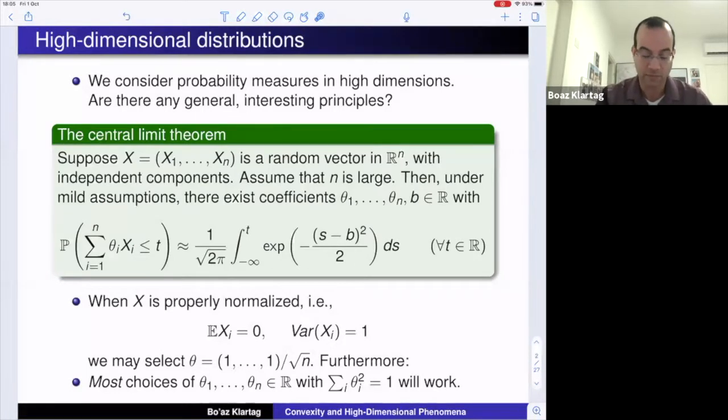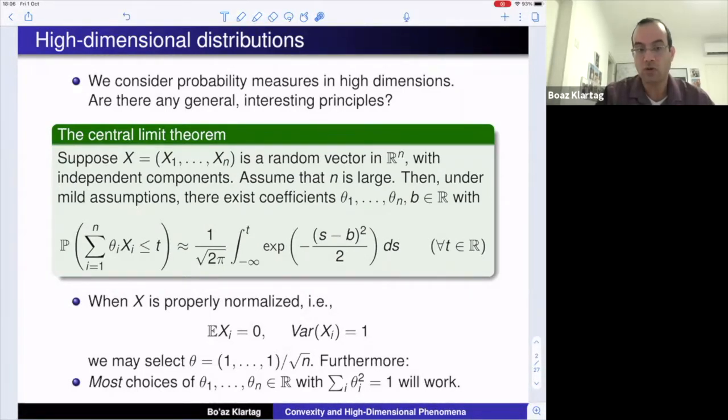And in fact, if you properly normalize, it is more common to normalize these random variables and make all of them of average 0 and variance 1. And in this case, the vector of coefficients could be taken to be just the all-ones vector divided by the square root of n. And maybe this is the familiar form of the classical central limit theorem: the sum of X_i over root n is approximately Gaussian, where the X_i are independent random variables of mean 0, variance 1, and maybe some mild extra conditions, such as a uniform bound on the third moment.